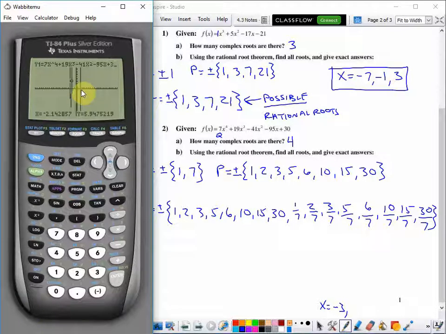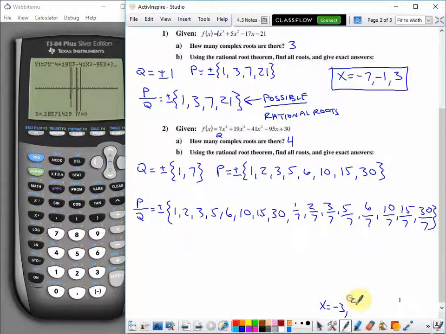Maybe this one right here, though. Try that, 2. Nope, that's not going to work either. I've also got one right in here that's kind of difficult to see. That's not even close to 1. Maybe 1/7. No. How about 2/7? 2/7 gives me an output of 0. Okay, so that's another root.